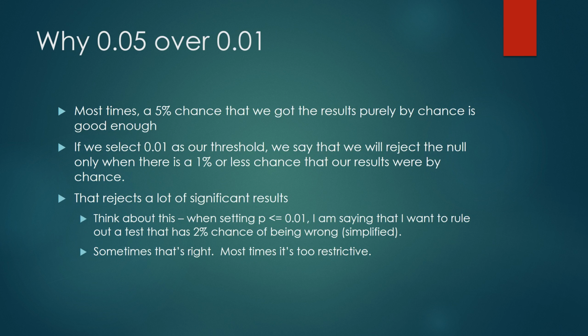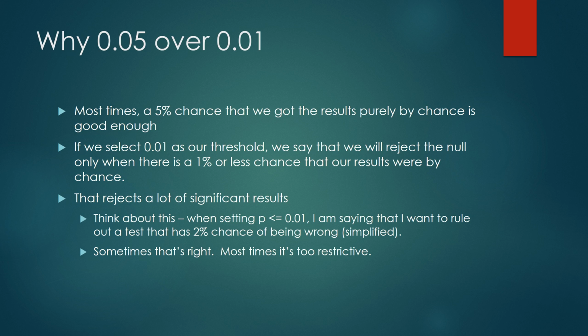Okay, why do we pick 0.05 over 0.01? Most times a 5% chance that we got the results purely by chance is good enough. And we do that because we're kind of walking a tight line here. We want to make sure that we're trying to get a fairly trustworthy result, but the lower we reduce the p-value, the more likely we are to cause an error where we state that there isn't something there that there really is, and that's called a type 2 error.